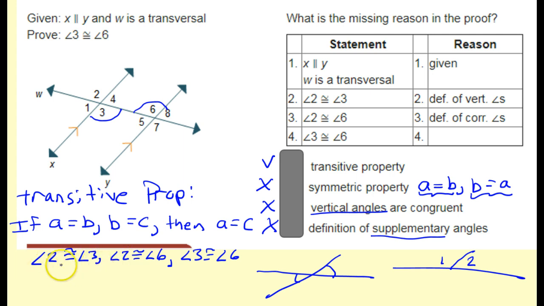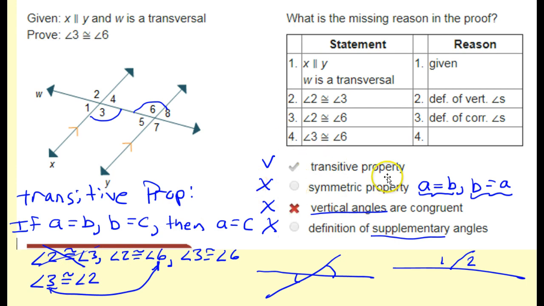Just to make this flow nicely as the transitive property, I really need to switch this one around the other way. Instead of saying 2 is congruent to 3, I'm going to say angle 3 is congruent to angle 2, which is really the same thing. So now it says if 3 is congruent to 2 and 2 is congruent to 6, then 3 is congruent to 6. The first one is congruent to the last one. So that would be a nice transitive property. I did have to tweak it a little bit, but the rest of them are definitely wrong. So that's my guess. Boom, transitive property.